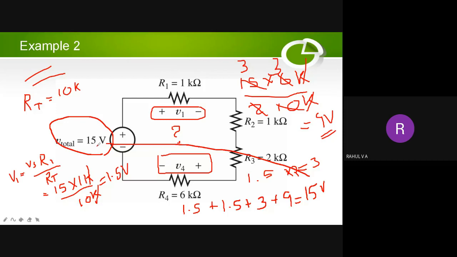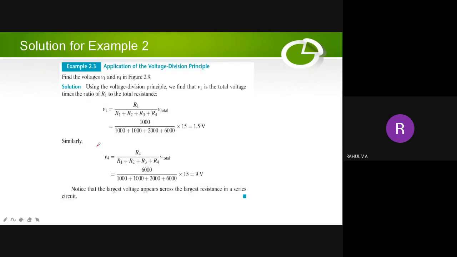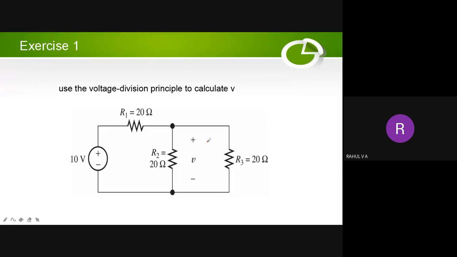So is it correct? So let us check. V1 is 1.5 volt and V4 is 9 volt. Now we will do this problem. So use voltage division principle to calculate the voltage V. So that is the voltage across this point.